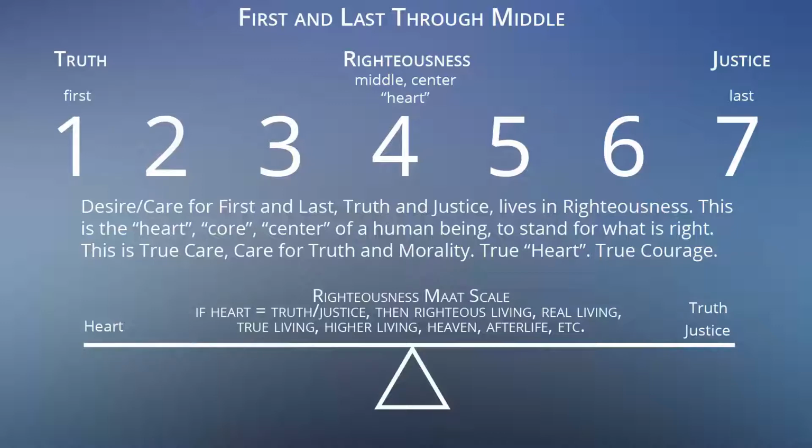That's having the heart and the courage to do what's right, acting in what's right, righteousness. That's what becoming a truer self, a realer self, a higher self is about. So righteousness, the Ma'at scale, is if the heart equals truth and justice, then you have righteous living, real living, true living, higher living, heaven, afterlife, etc. That's what it's all about. If your heart balances out to truth and justice on the other side, then you're in balance. And you have the real life, the truer life, the higher life, heaven, afterlife, the righteous life, etc.